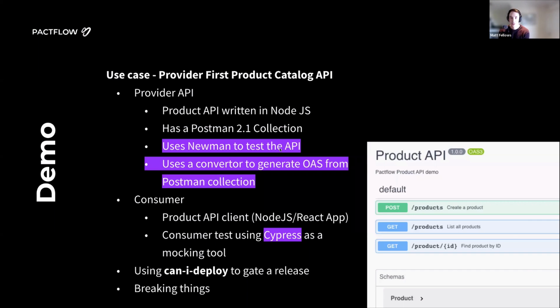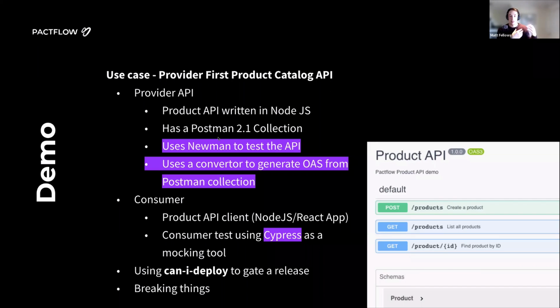So today, our use case is going to be a provider-first workflow. We've got a product catalog API. It's got 3 endpoints, one to create a product, one to get all products, and one to find a product by its ID. The provider API is going to be written in Node.js. We're going to use Postman to test that.